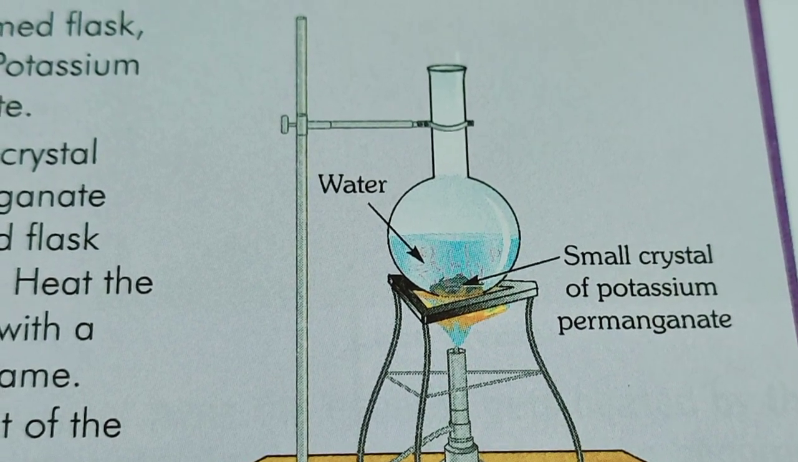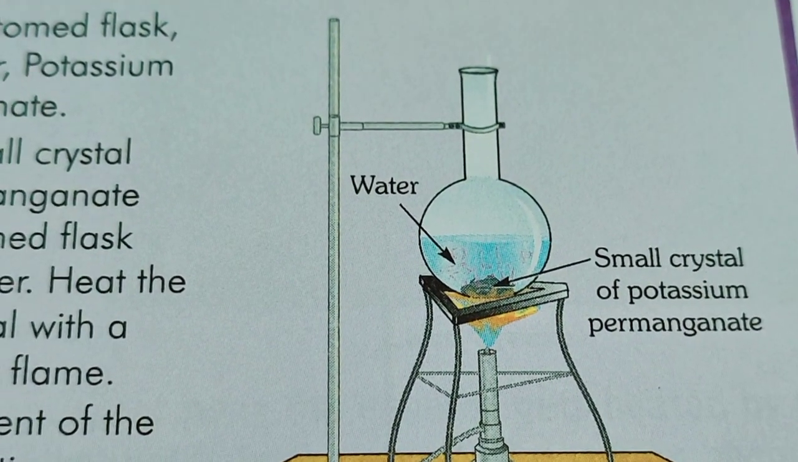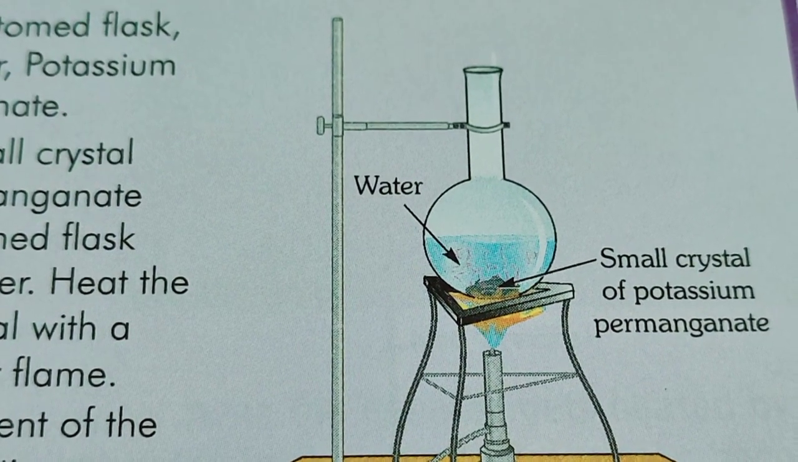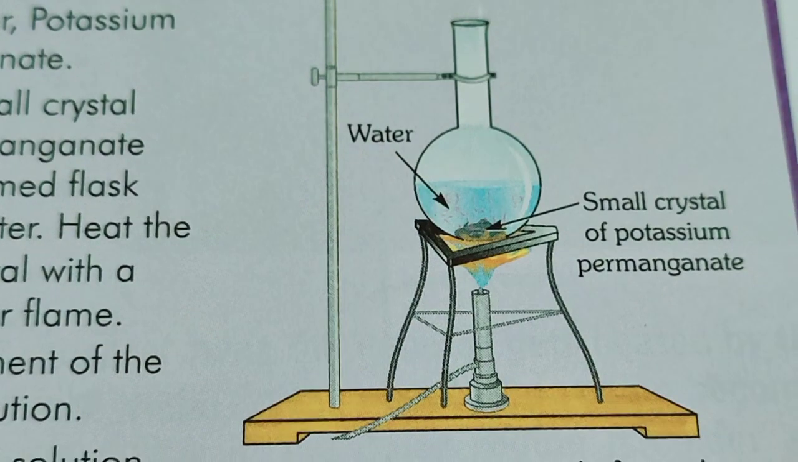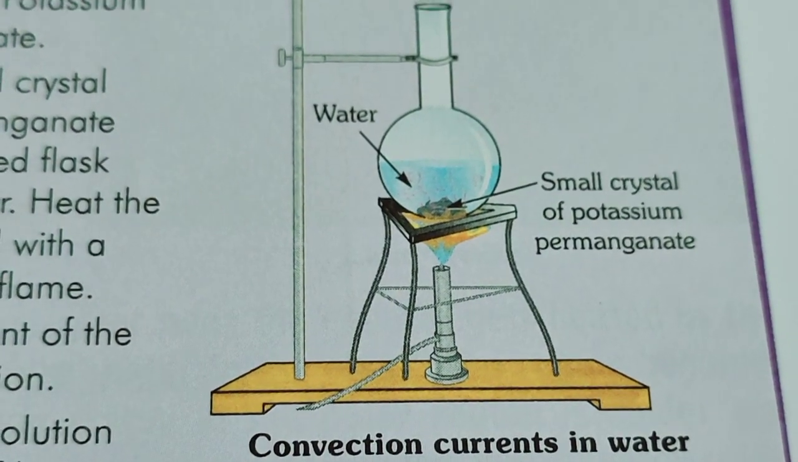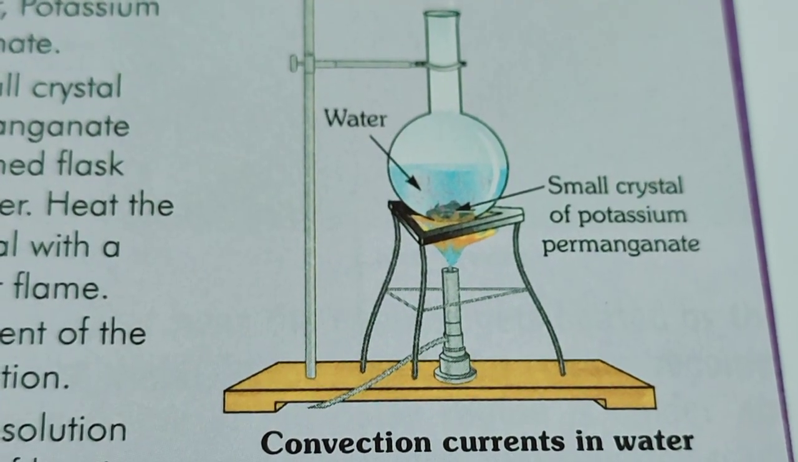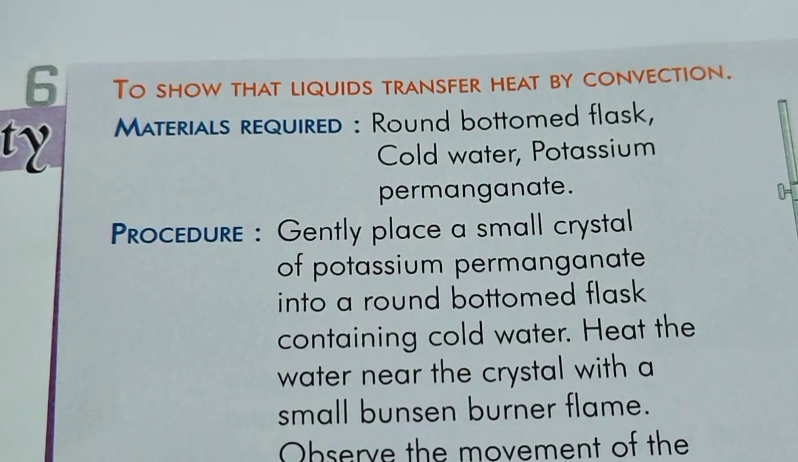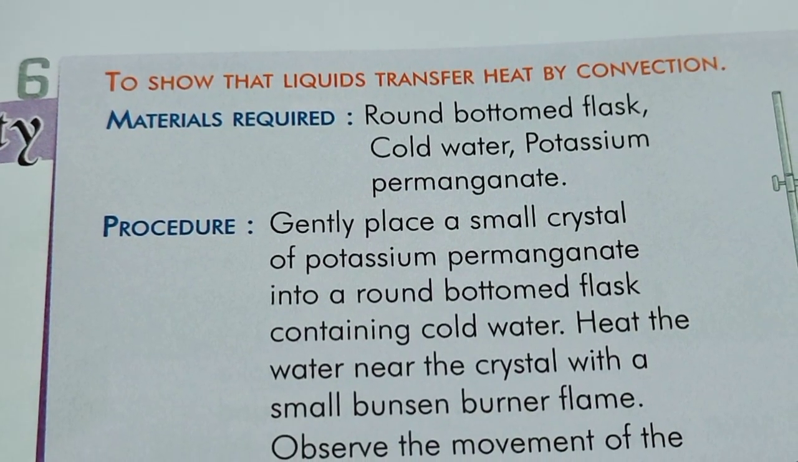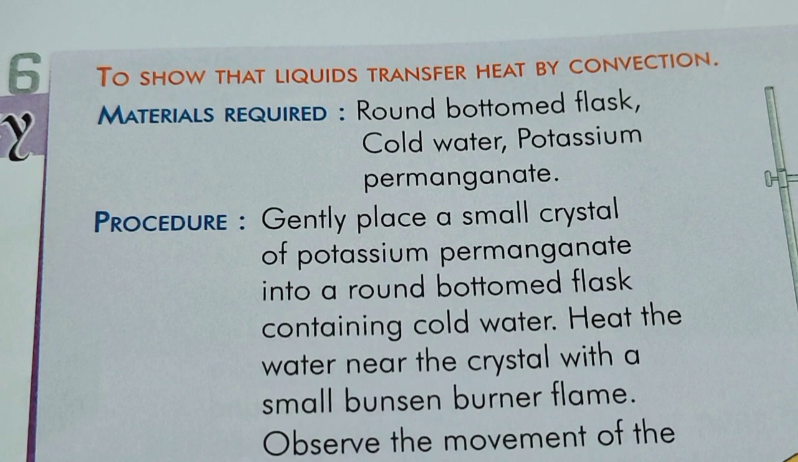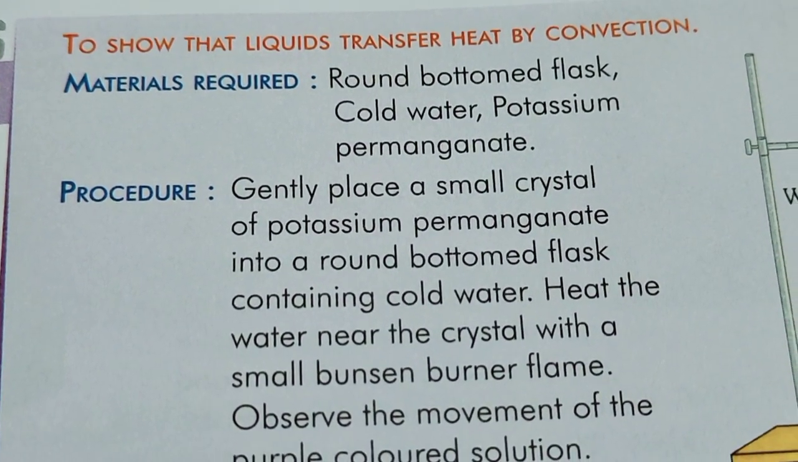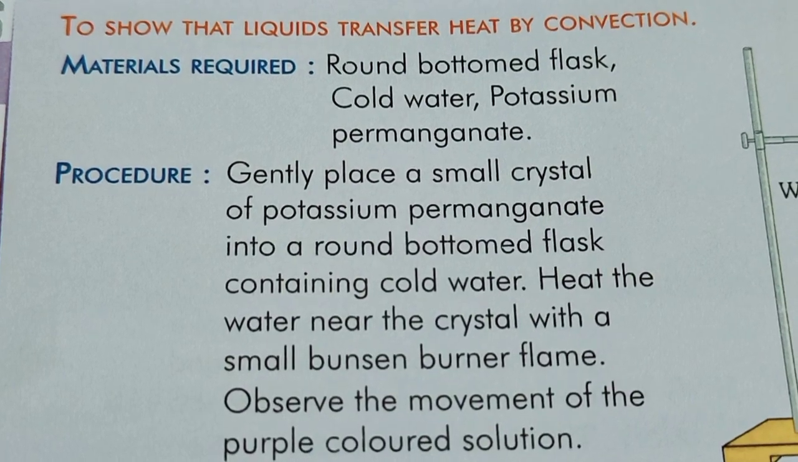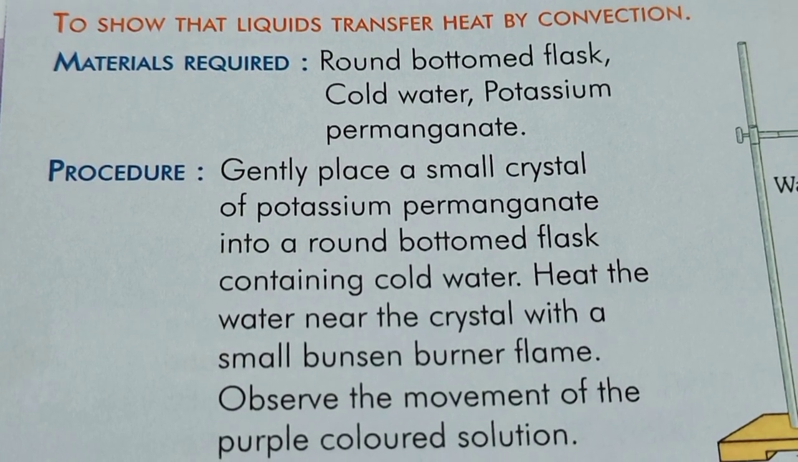In your text, there is an activity with a round bottom flask and water to show that liquid transfer heat by convection. By this activity, we can explain the convection current in water. To show that liquids transfer heat by convection, we need the materials like a round bottom flask, some cold water, and a chemical called potassium permanganate.